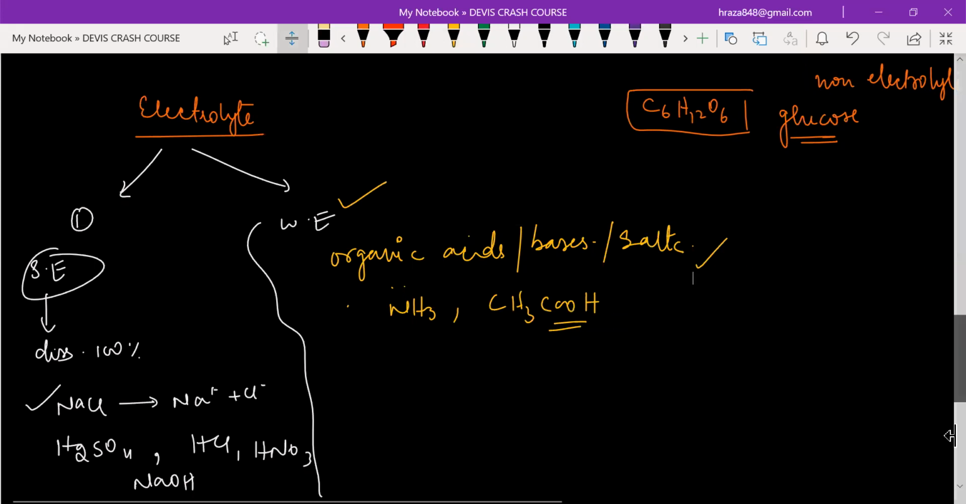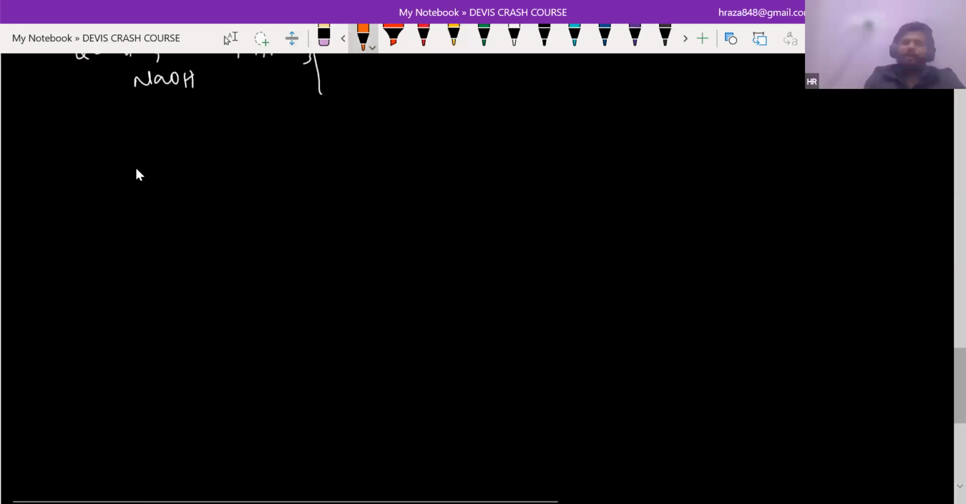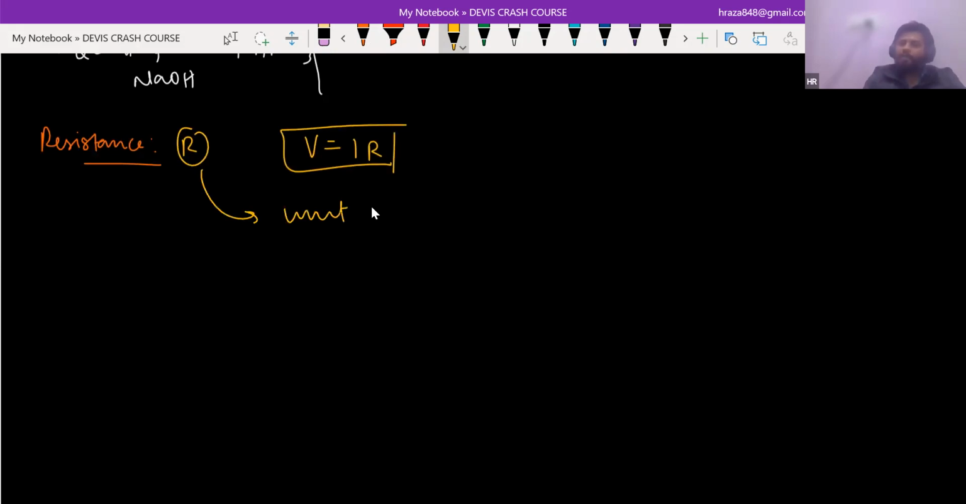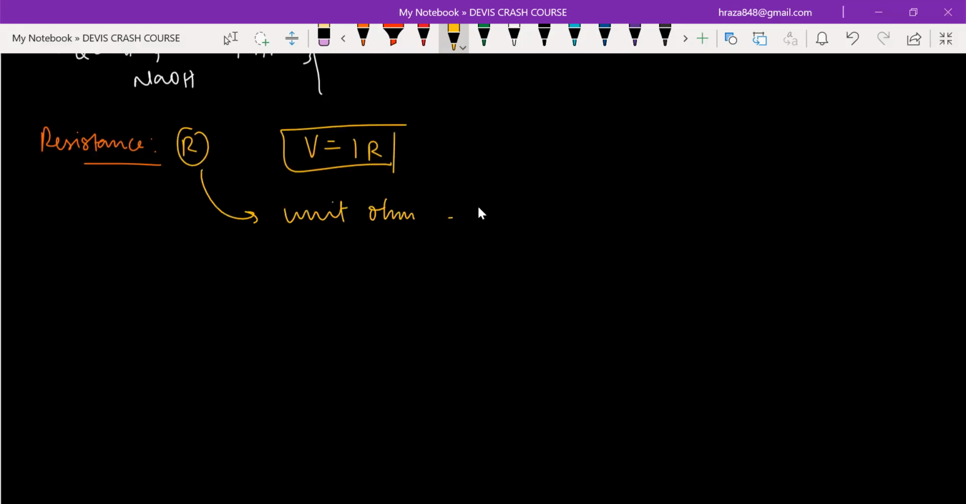Now there is the electric part that you already know. What is resistance? It is the property of any conductor which resists the flow of charge, denoted by R. And you know Ohm's law, V equals IR. And you also know the unit of this, that is Ohm, and it is denoted like this, right?